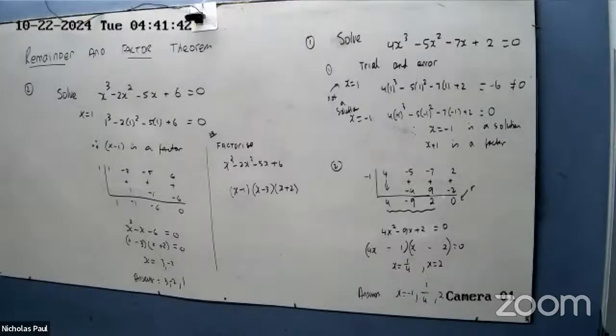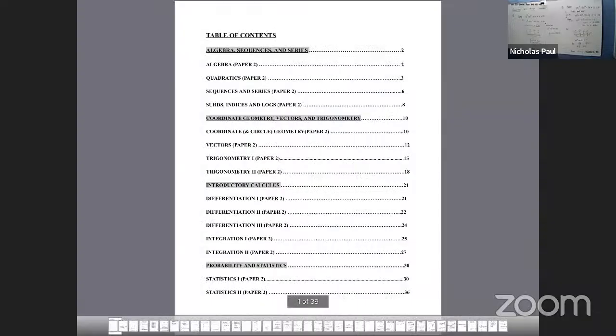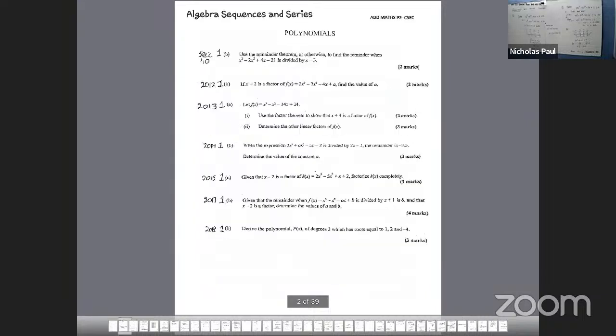Did I send this document in the group? This one here. Yeah, then you could write it. So what you're going to do for homework is do what you can on this page, on polynomials. Right? We'll try and do it all next time.